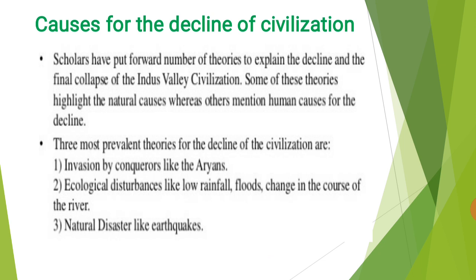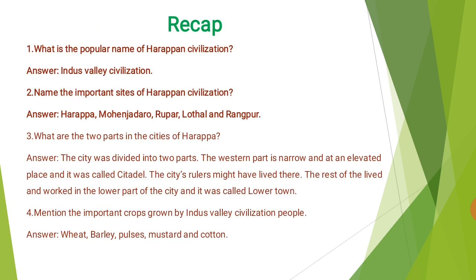Before I conclude the lesson, let us recall what we have learned today. You have learned that the Indus Valley civilization is also called the Harappan civilization, and important sites are Harappa, Mohenjo-Daro, Rupar, Lothal and Rangpur.